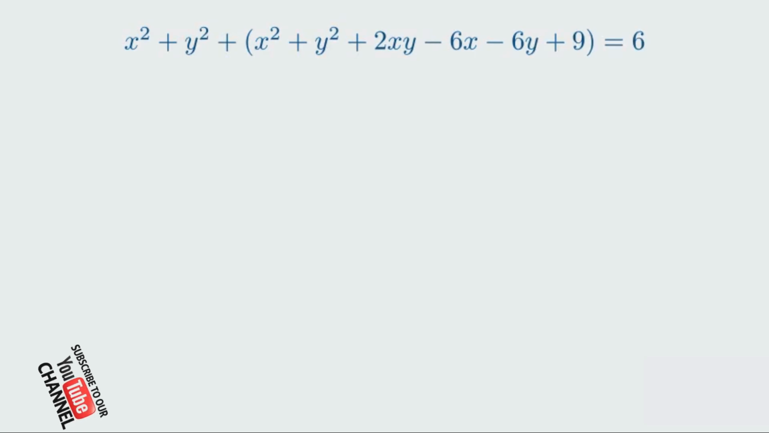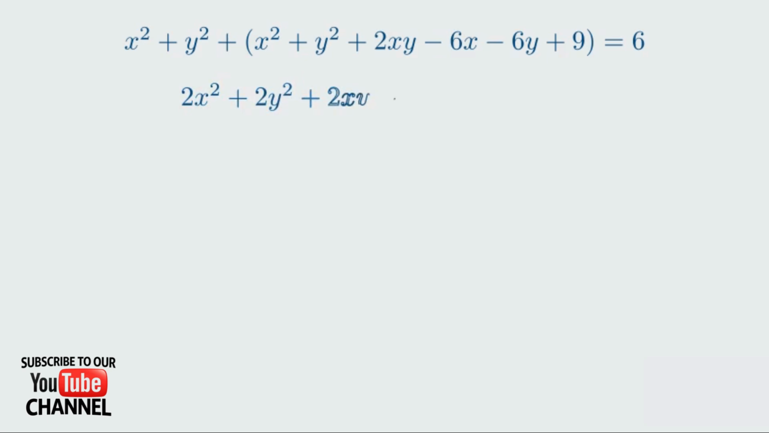Now that we have the expanded term, let's substitute it back into our main equation. Remember, our equation was x squared plus y squared plus 3 minus x minus y squared equals 6. We replace the squared term with its expansion. Notice the repetition of x squared plus y squared. We have one pair from the original equation and another from the expansion. So, we can combine those. X squared plus x squared is 2x squared, and y squared plus y squared is 2y squared. This gives us 2x squared plus 2y squared plus 2xy minus 6x minus 6y plus 9 equals 6.